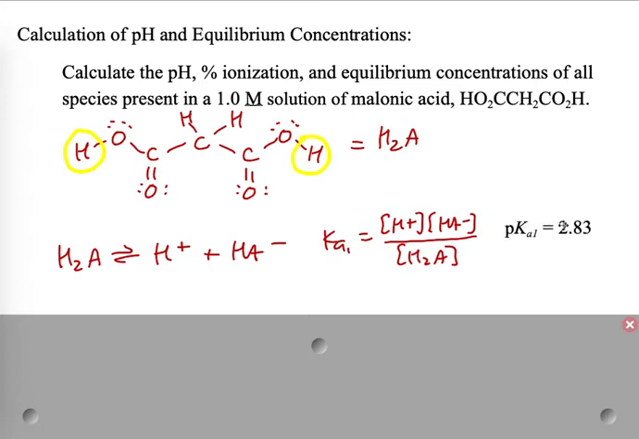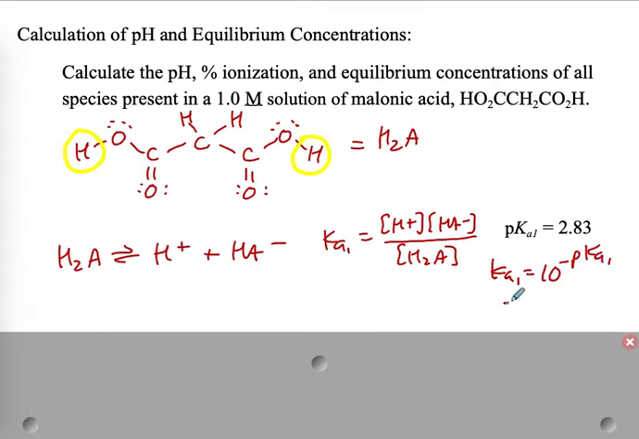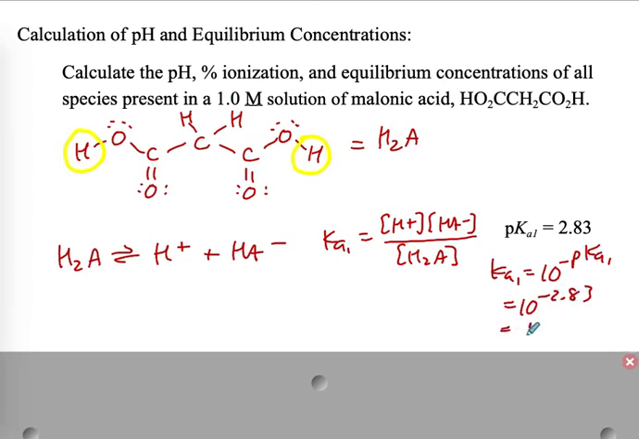pKa1 is 2.83. Now, what does pK mean? Well, just as pH means negative logarithm of the hydrogen ion concentration, pKa means the negative base 10 logarithm of the Ka. That's a way that you see equilibrium constants for weak acid ionizations frequently denoted, so please be aware of this. So that means that Ka1 equals 10 to the negative pKa1, equals 10 to the negative 2.83, or 1.5 times 10 to the negative third.